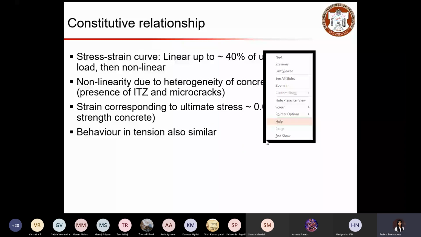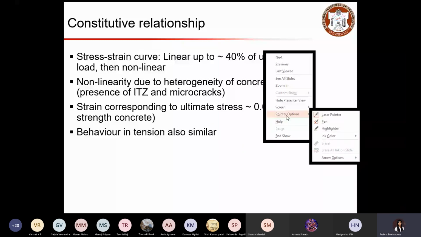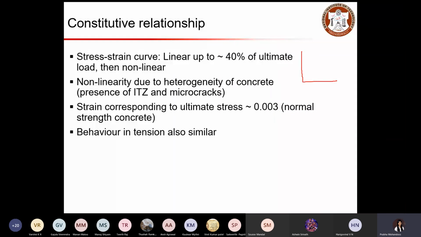So basically, that represents when your stress-strain behavior is linear. I'll just draw it here. So you have your stress here, you have your strain here. So in this initial region, your behavior is going to be linear. So approximately up to 40% of your ultimate strength, you will experience the linearity. So above this 40% of ultimate load, your material will be behaving in non-linear fashion. Why?